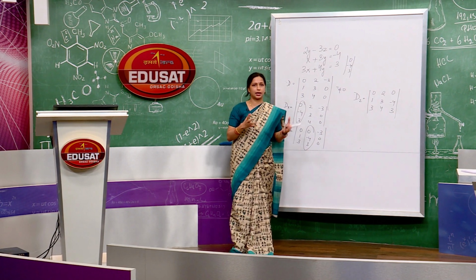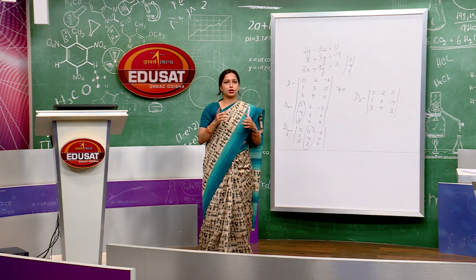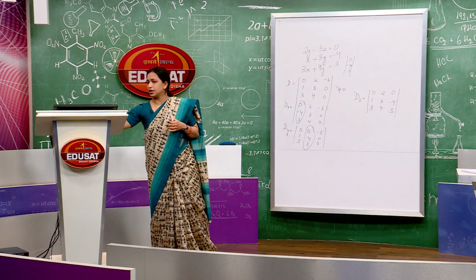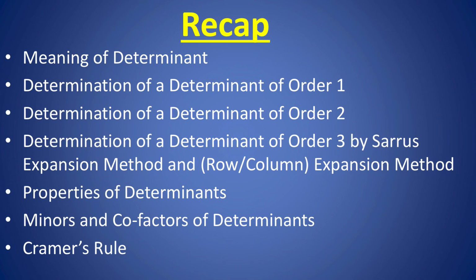Now, let us do a quick recap of the entire chapter that we have discussed so far. Here you can see in the slide what we have covered so far. We have covered the meaning of determinant. Determinant is basically a numerical value that is obtained from a square matrix. A square matrix is a matrix where the number of rows must be equal to the number of columns. Then we have discussed how to find the value of the determinant of order 1, order 2 and order 3 as per your syllabus.